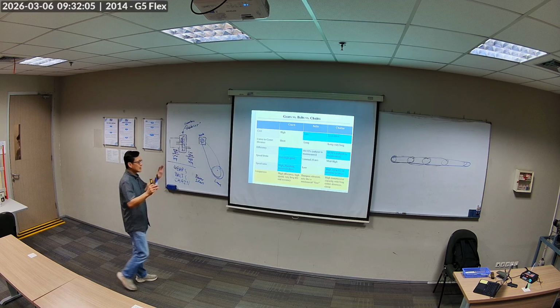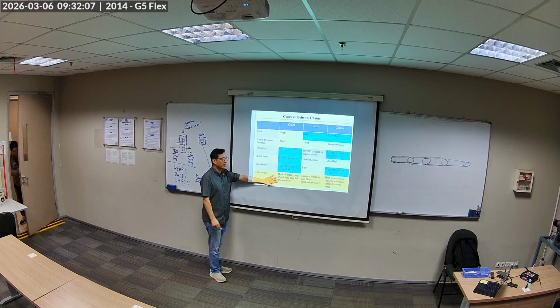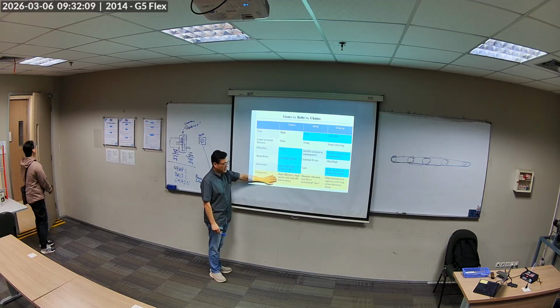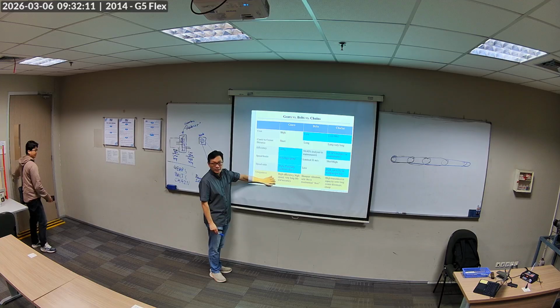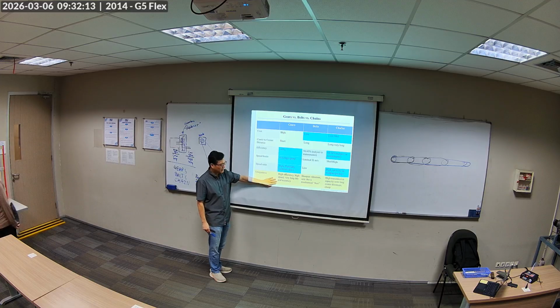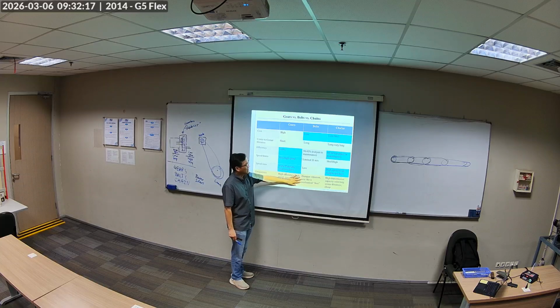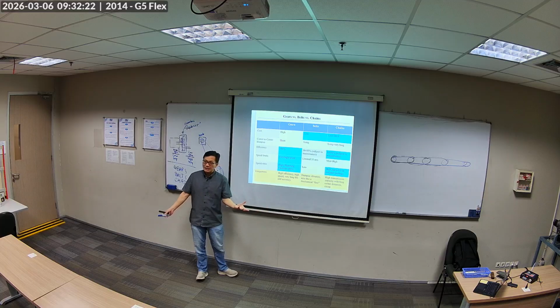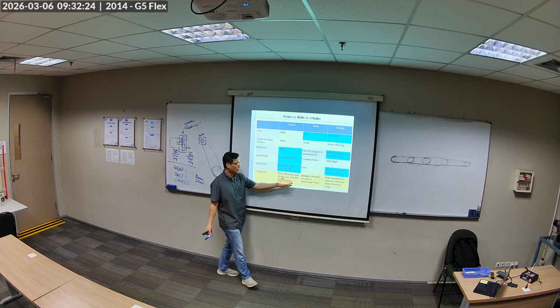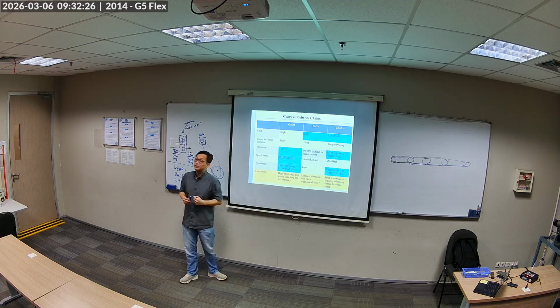So again, let's sum it up. The uniqueness of gears are high efficiency, high speed, very long life. It's really the best, but it's just expensive and complex. Belts, you dampen vibration, that's nice. There's also this mechanical fuse effect.